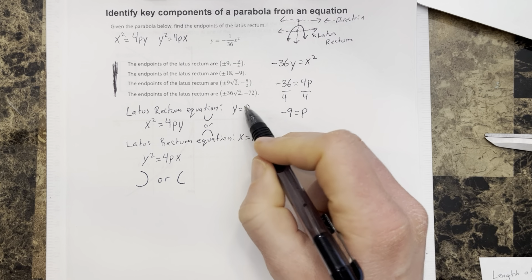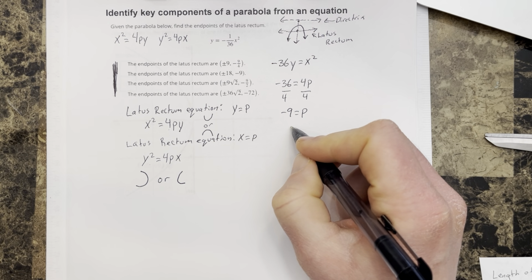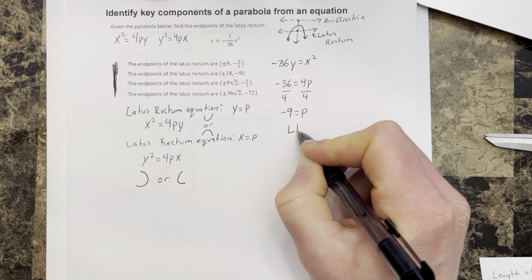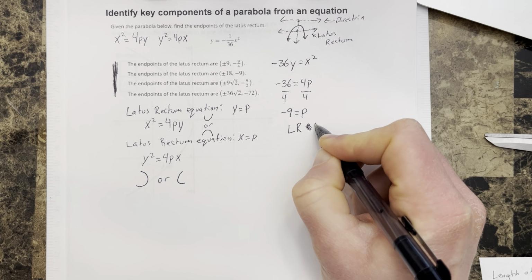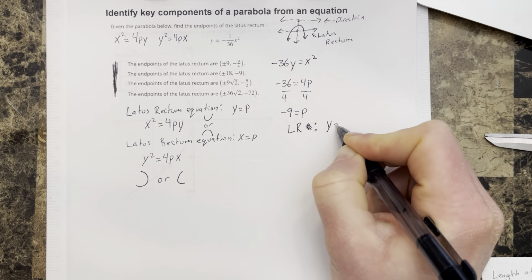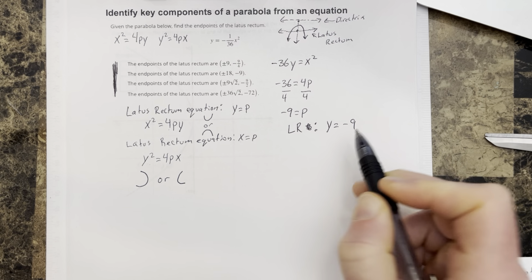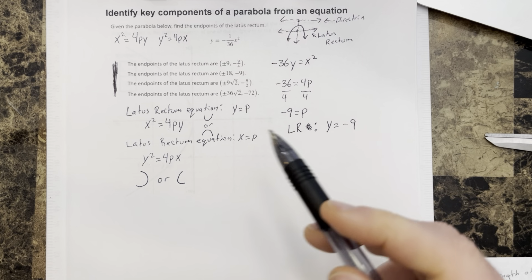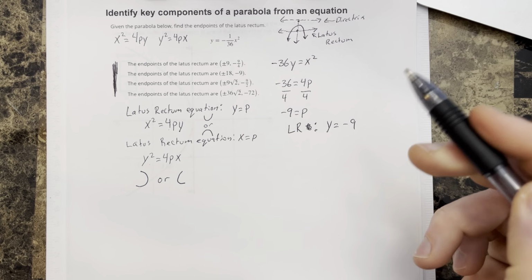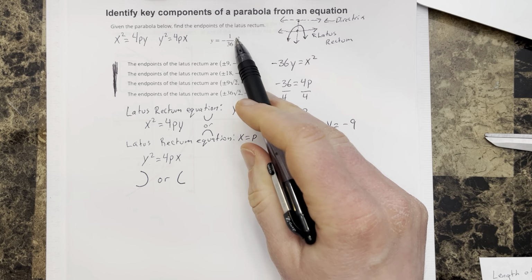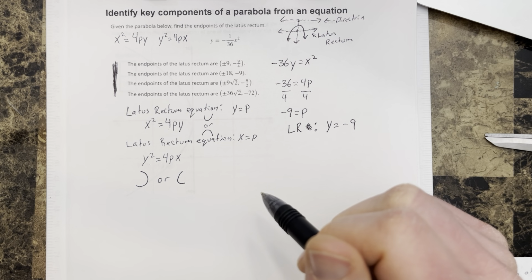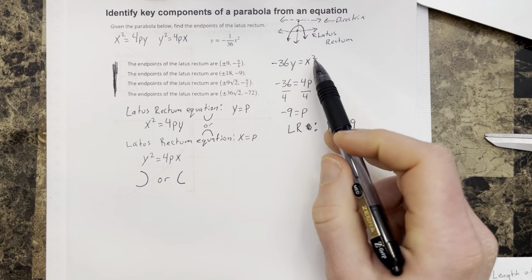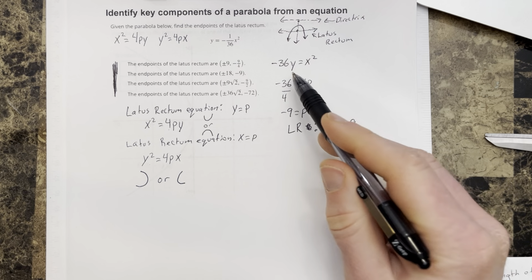Now for our case, we have y equals negative 9, so the latus rectum, I'm just going to say LR, is equal to, well, use a colon here, y equals negative 9. Now once I figure out that y is equal to negative 9, they're asking me for the endpoints of the latus rectum. Well, I can find the endpoints by substituting negative 9 into the equation and solving for x.